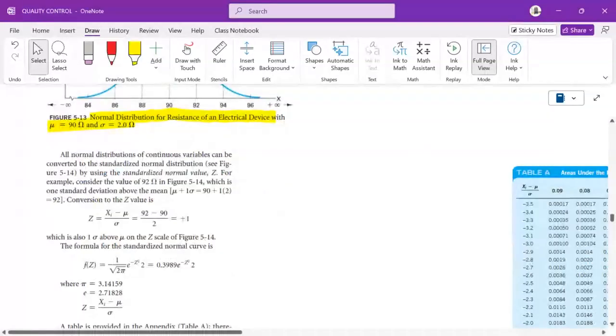All normal distributions of continuous variables can be converted to a standardized normal distribution by using the standardized normal value z. For example, the value z helps us to determine the area. So in this example, the value of 92 ohms in the figure is 1 standard deviation above the mean.